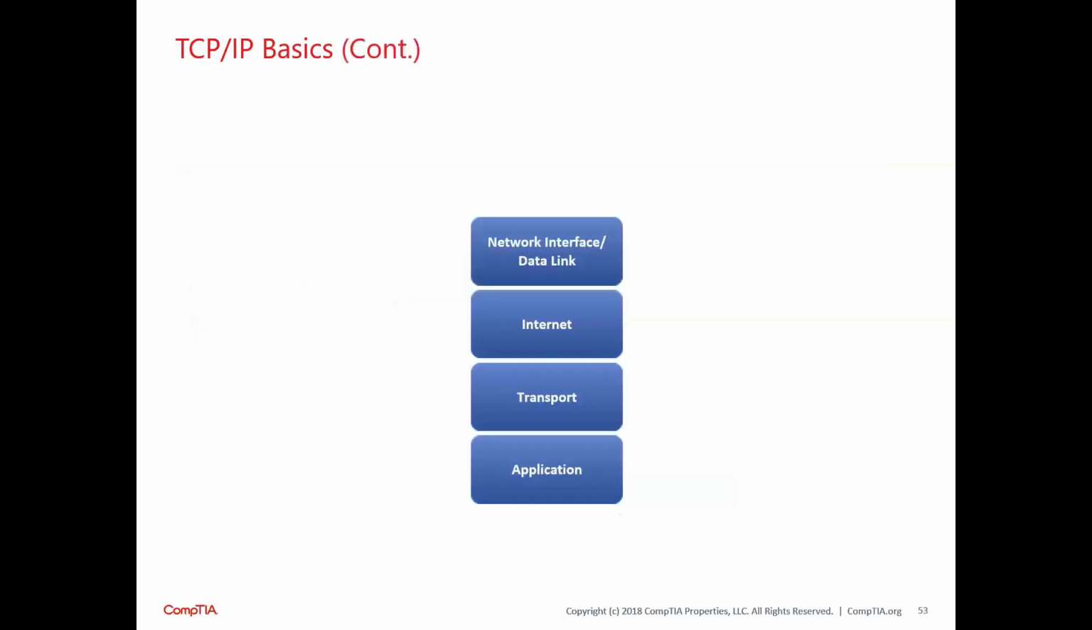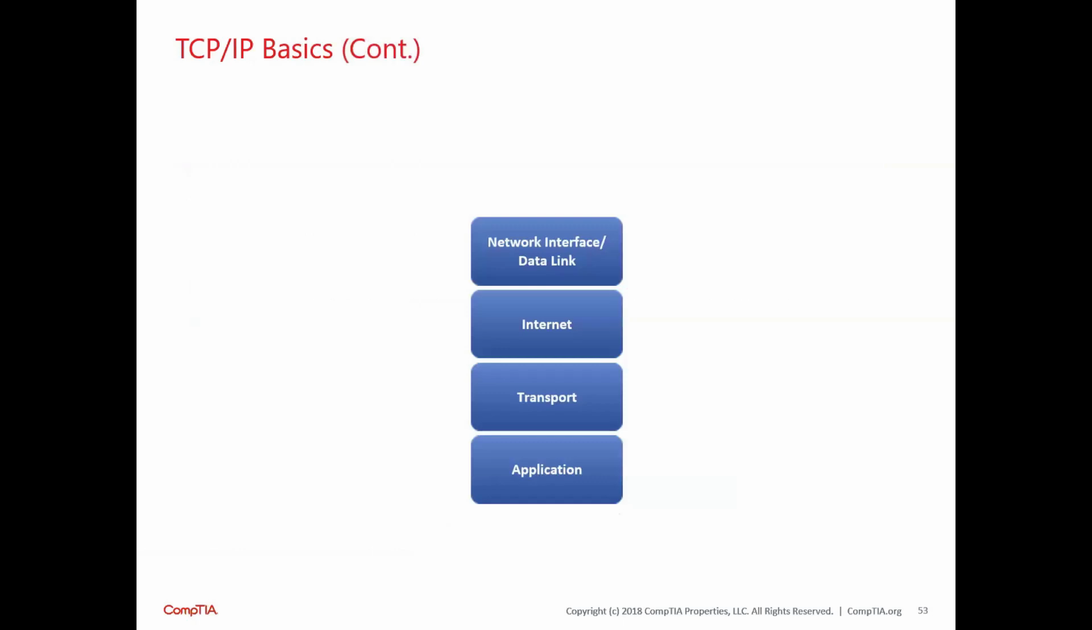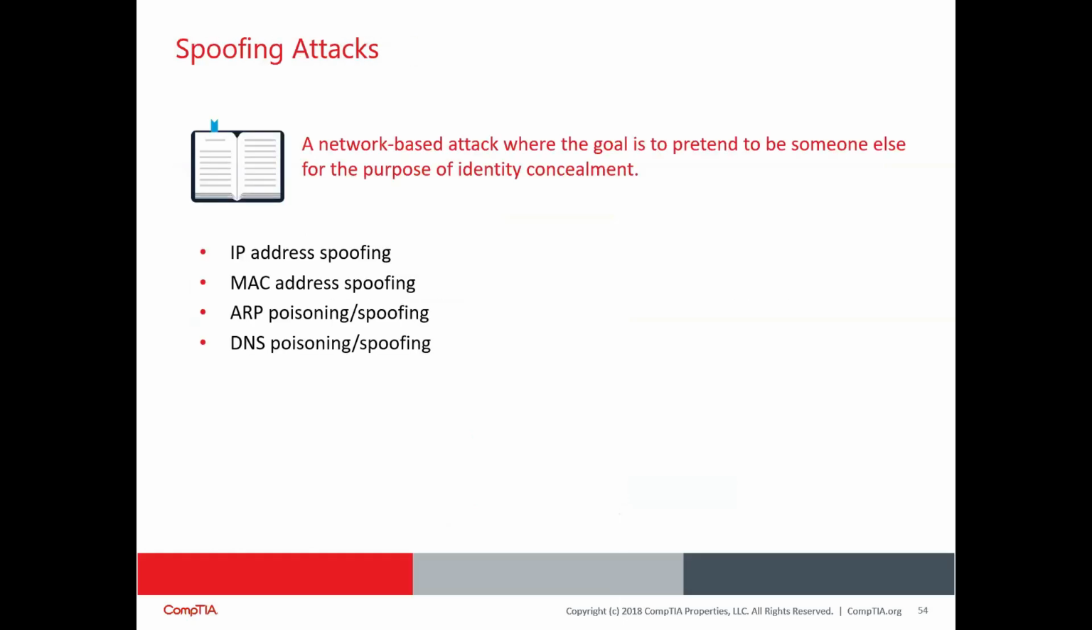So perhaps I will skip this. Basically, we have to understand the network. This is the DoD layer, or TCP/IP layer, where we have the application, the transport, the internet, and network interface. Then we have other types of attacks that normally happen in the network. Spoofing attack, a network-based attack where the goal is to pretend to be someone else.